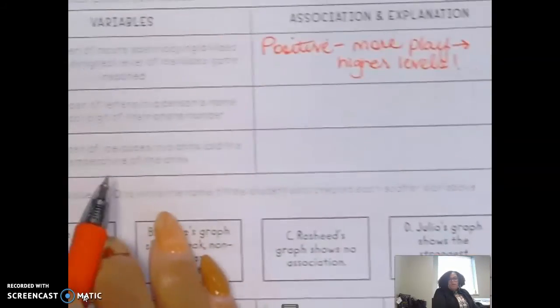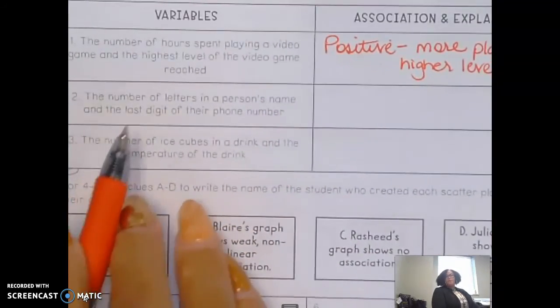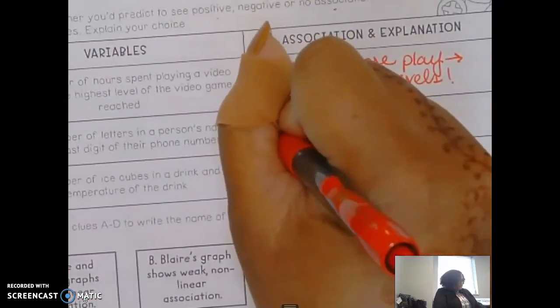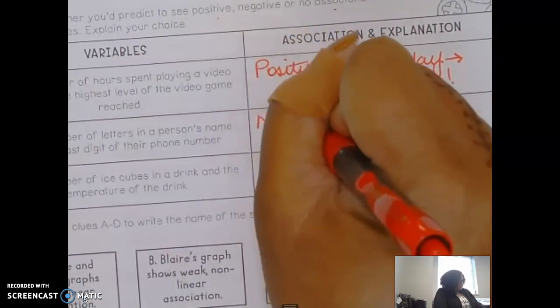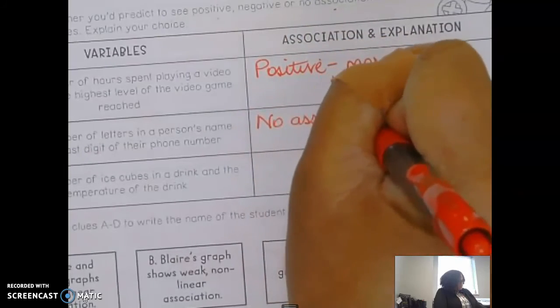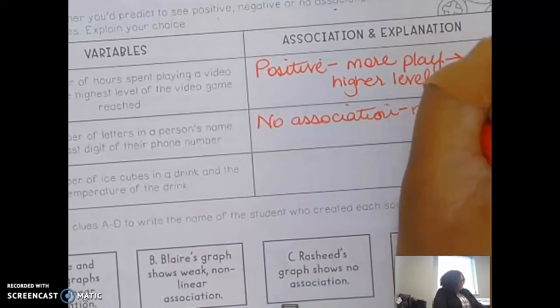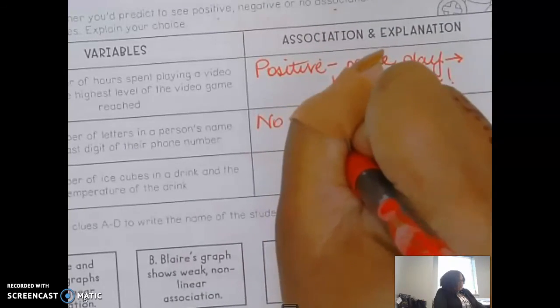Boom. Number 2, it says the number of letters in a person's name and the last digit of their phone number. No association. Names have nothing to do with phone numbers.